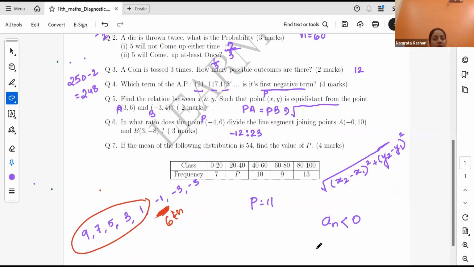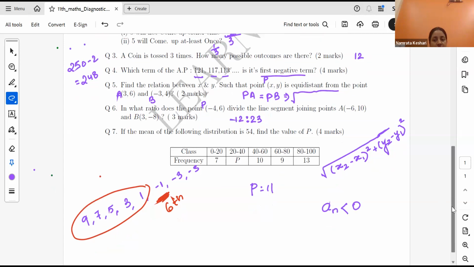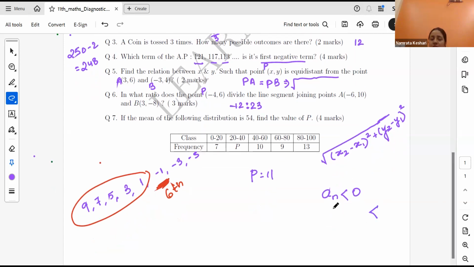A you know, n you don't know, d you know, right? Is it plus 4 or minus 4? It's plus 4. Please check it, Maryam. d means common difference, so minus 4, of course. So 121 plus (n minus 1) into negative 4 is smaller than 0, because we are saying that the nth term is the first negative term. It is a negative term, that's why it's smaller than 0.